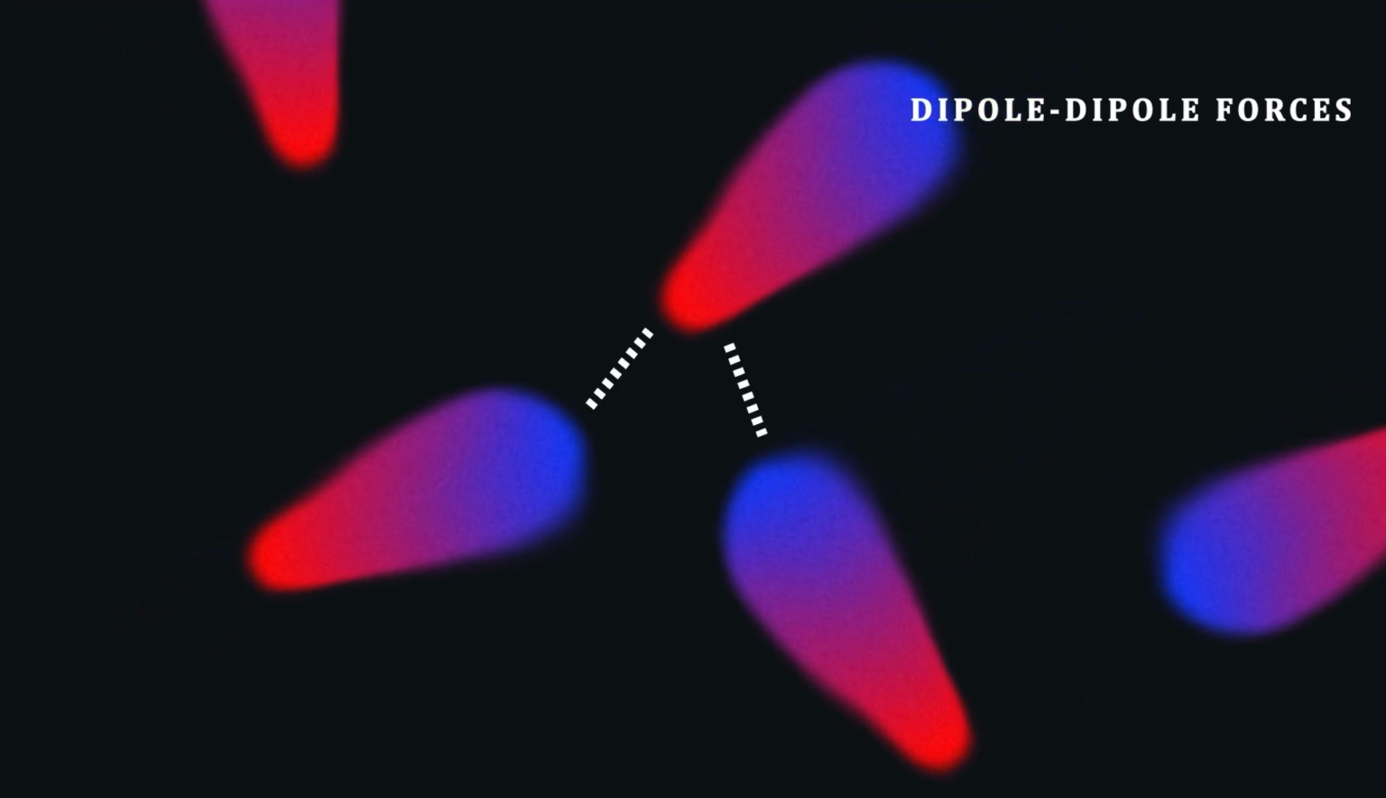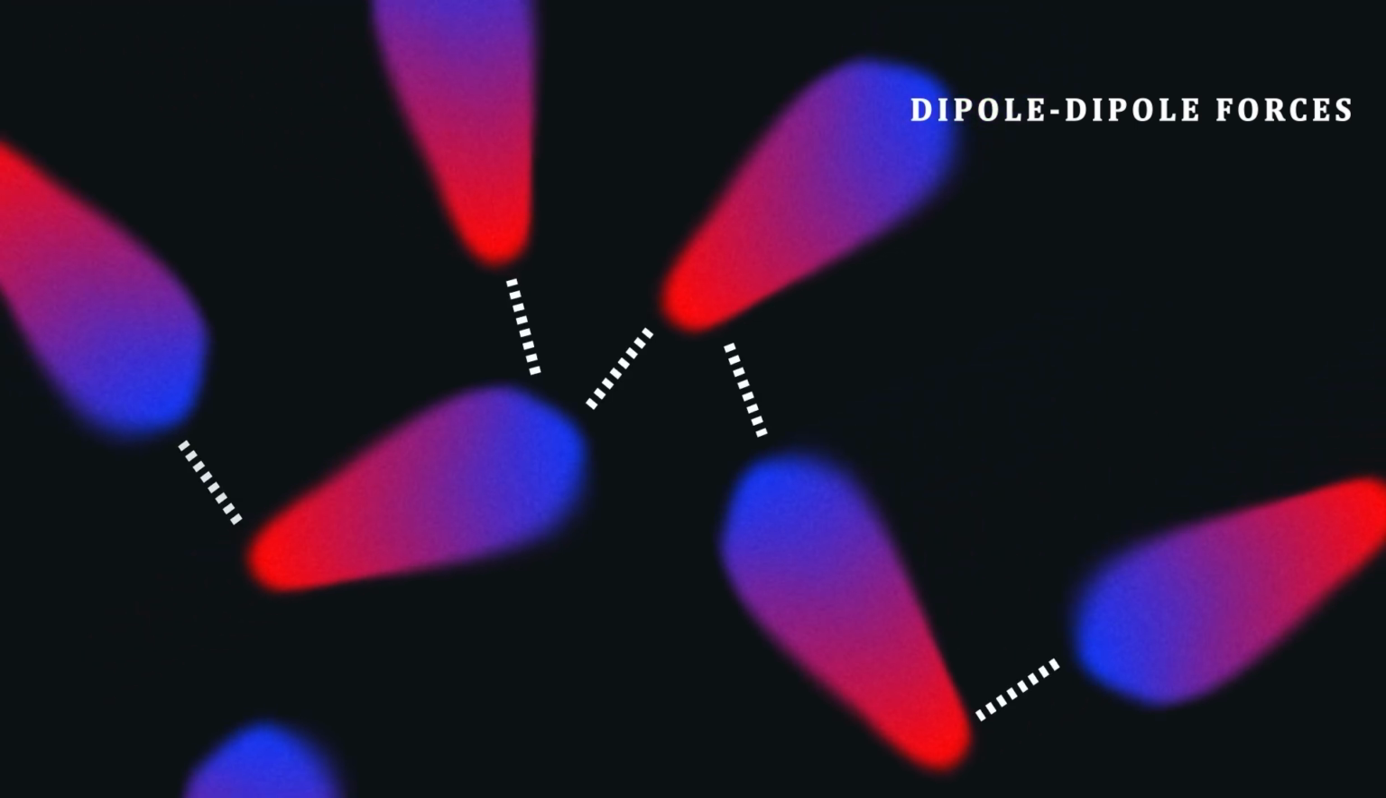Dipole forces occur between polar molecules. A polar molecule has a permanent dipole, meaning one end is partially positive and the other is partially negative. Opposite partial charges attract, creating dipole-dipole interactions.